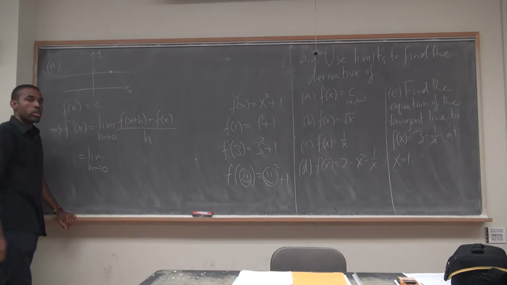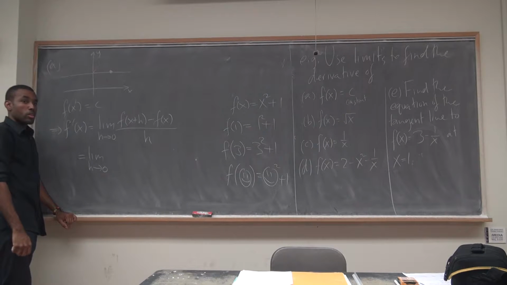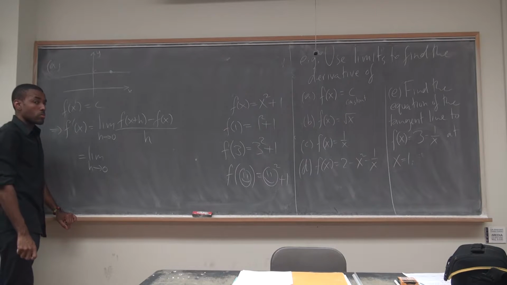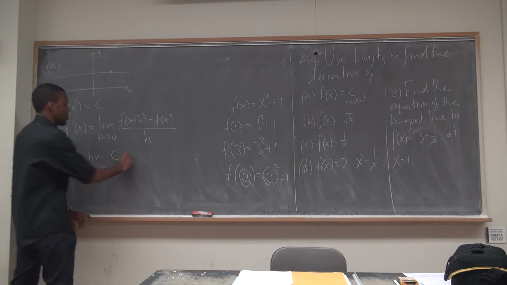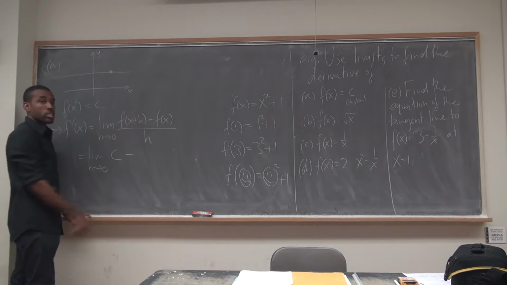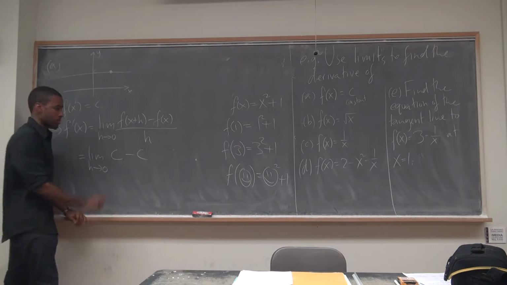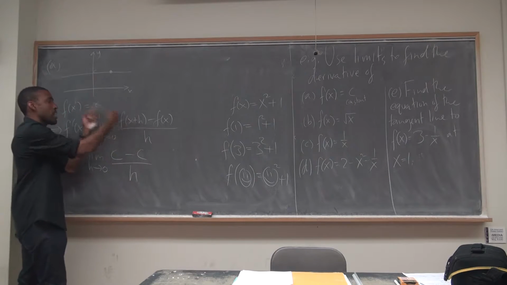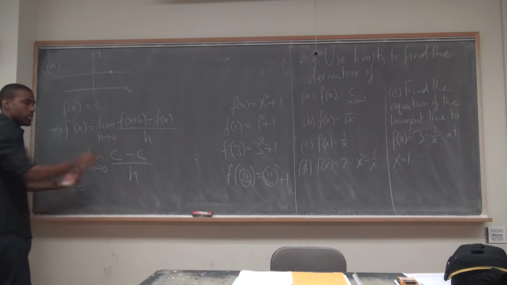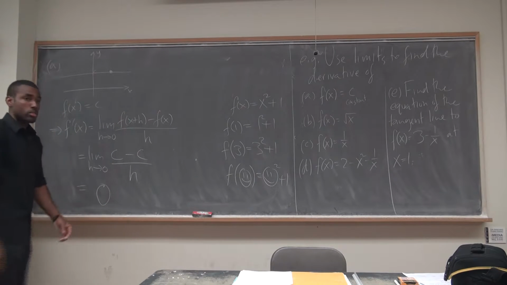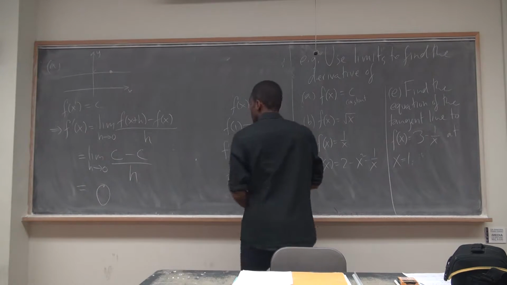F of x plus h, what do I do? Plug x plus h everywhere you see x. Exactly, where do I see x? Nowhere. It's just itself. This means wherever I see x, I replace it with this. There is no x, it's itself. Okay? C minus c is already 0, there's nothing to do here.